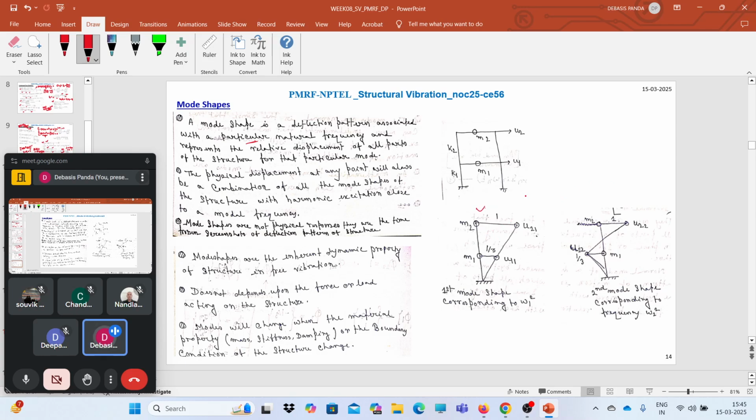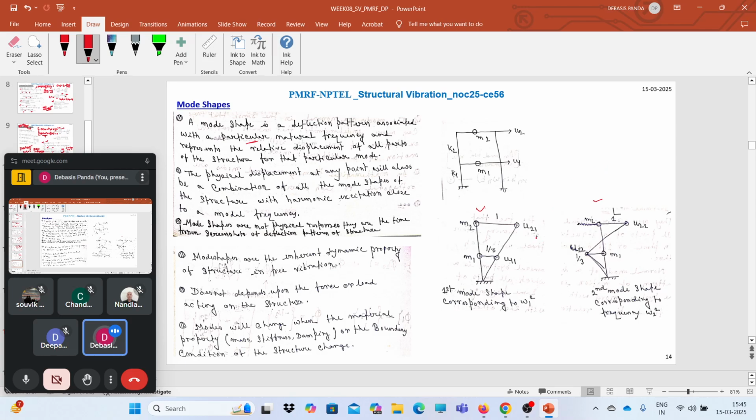Mode shapes are not physical responses, they are time-frozen screenshots of the deflection pattern. That means at a time instant the deflection pattern will look like this. If we sum up all these deflection patterns over time, we can get the physical response. That means the physical response will be nothing but the generalized coordinates multiplied by the mode shape. That's all.